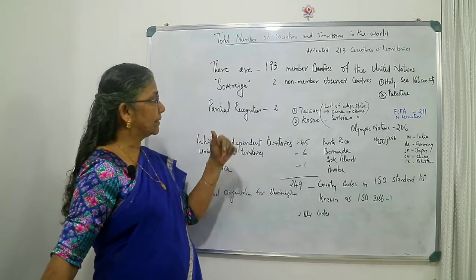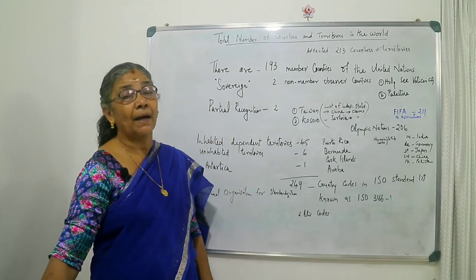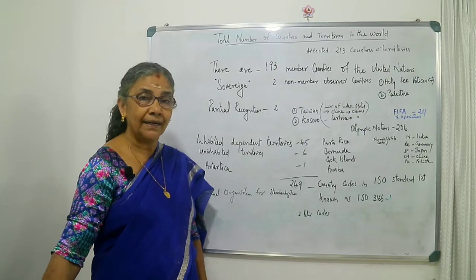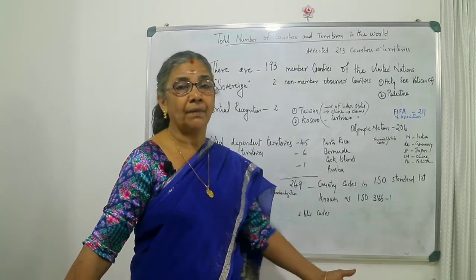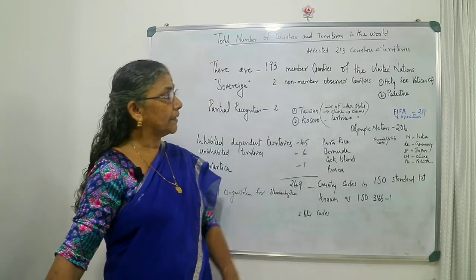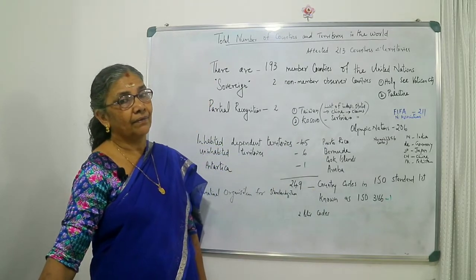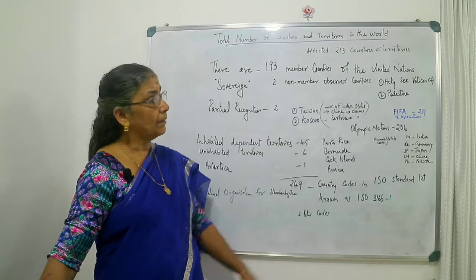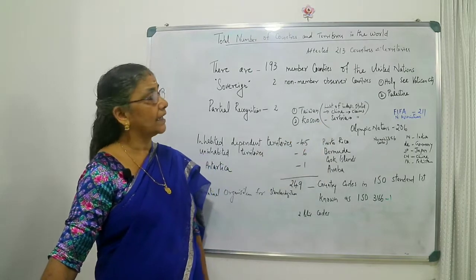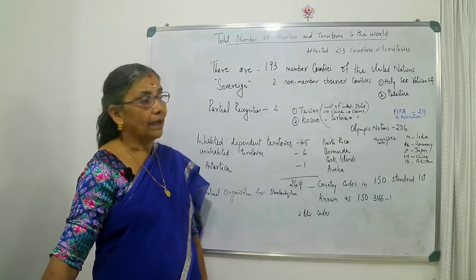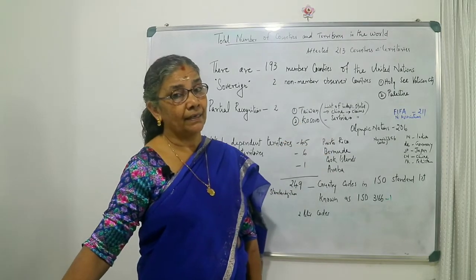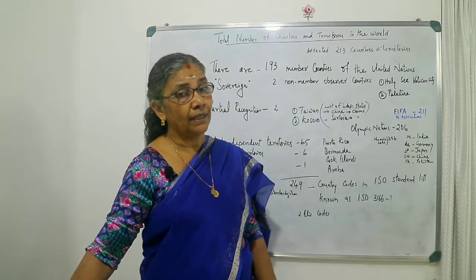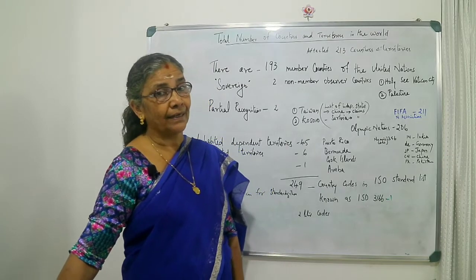But some countries are only partially recognized. Partially recognized means that they are dominated or controlled by some other countries. For example, Taiwan is claimed by China, and Kosovo is claimed by Serbia. So they are only partially recognized countries.